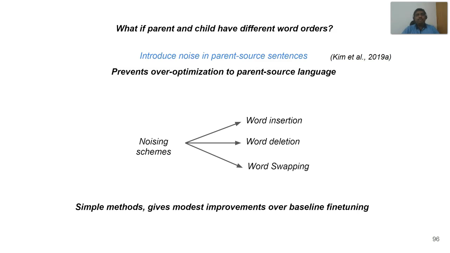So what do we do in such a scenario? One approach is to say, let's not over-optimize the parent model for the parent word order. To do this, we introduce noise in the parent source sentences while training the parent model. Different kinds of noise can be introduced in the parent source sentences. This could be word insertion, word deletion, word swapping, etc. This is a simple method and gives modest improvements over the baseline fine-tuning approach.